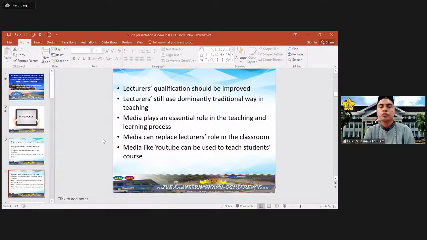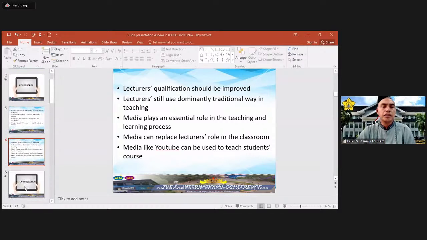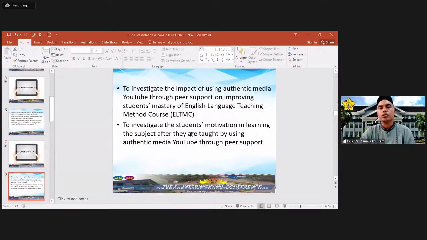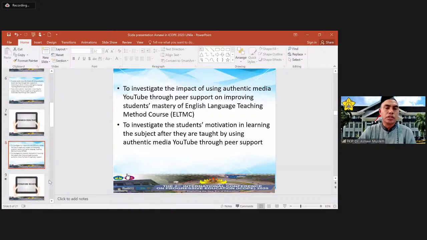So stepping from that, we try to conduct a research. Before the method, I'd like to present the objectives of our study. Firstly, to investigate the impact of using authentic media, YouTube through peer support on improving student mastery of English language teaching method. And the second one, to investigate the student motivation in learning the subject after they are taught by using authentic media YouTube through peer support. Those are the objectives of our study.